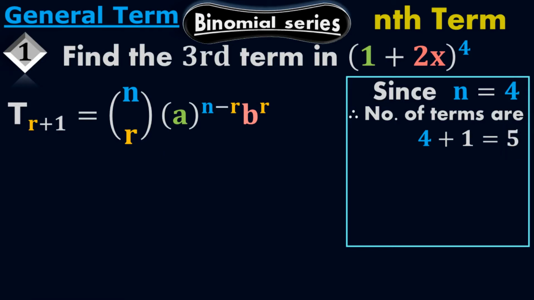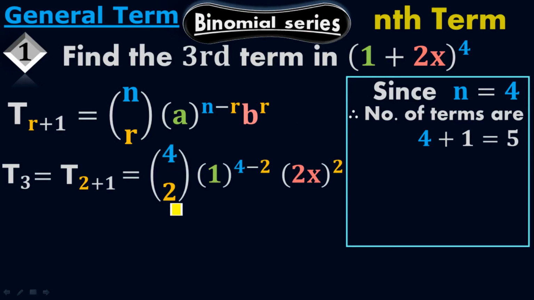Since I want to find the third term, I can write t sub 3, which equals t sub 2 plus 1. It equals 4 choose 2 times 1 to the 4 minus 2 times 2x to the 2. Look, I want to find the third term, so I'm going to use t sub 3. T sub 3 means the third term. I can write this 3 in r plus 1 form. So in r plus 1 form, it becomes 2 plus 1. 2 plus 1 is 3. So what is my 2? My 2 is r. Plug in that 2 here for the r, here for the r, here for the r.